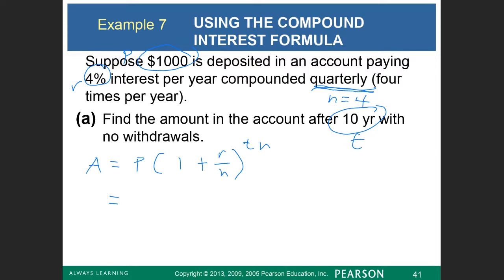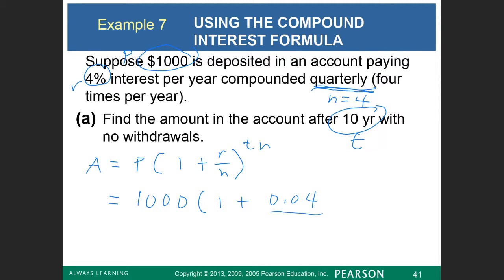So our P here is 1,000 times 1 plus our R, which should be converted: the 4% should be converted into a decimal. Just move the decimal point from right to left 2 decimal places and you will get 0.04. Or you can divide 4 by 100 because the percent symbol means 100. So 4 divided by 100 would be 0.04. It's just the same thing.